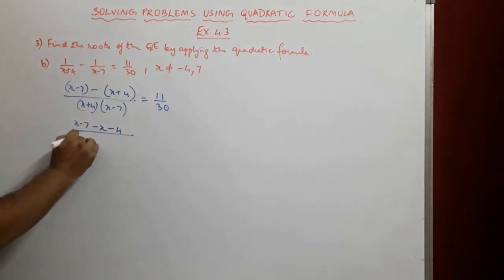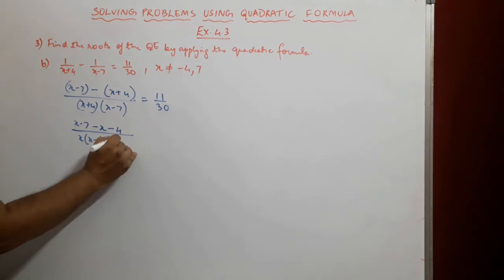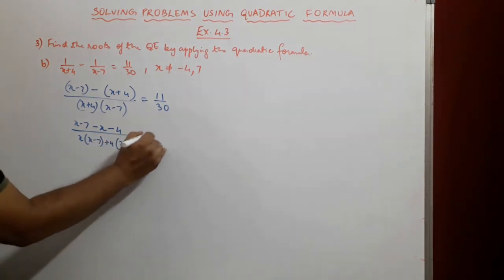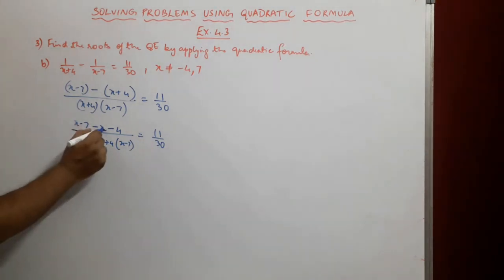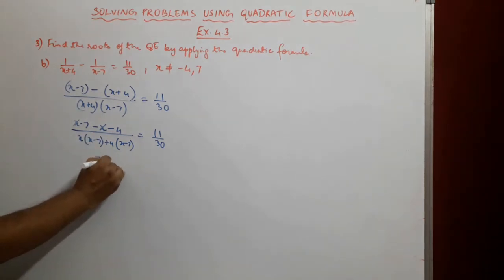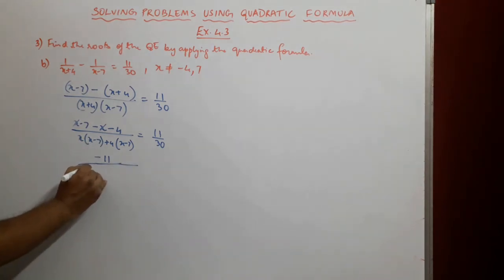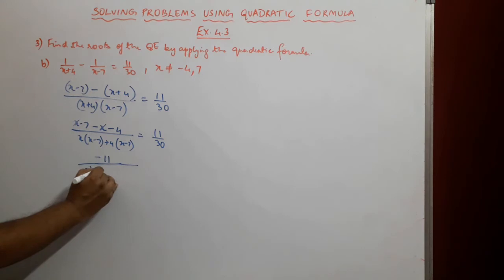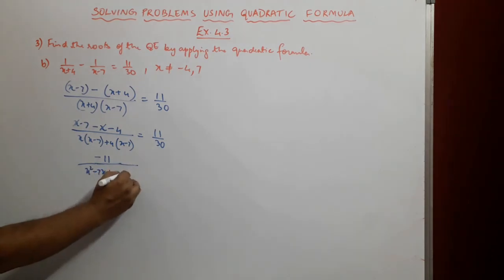So we can put this as x into x minus 7 plus 4 into x minus 7 equal to 11 upon 30. x minus x is 0, so these two cancel out. Minus 7 and minus 4 will give us minus 11 upon x into x gives us x square. x into minus 7 will give us minus 7x, plus 4 into x gives us plus 4x, plus 4 into minus 7 will give minus 28.